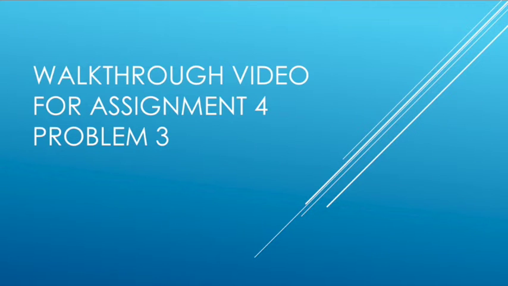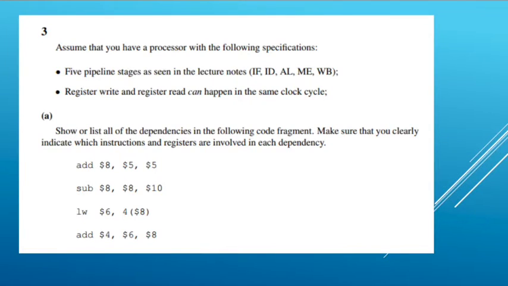Hi, today I will walk you through problem 3 on assignment 4. So this problem has 4 parts, and it will show you how actual instructions will work in pipeline data path. So for the first part, it asks us to show or list all the dependencies in the following code.